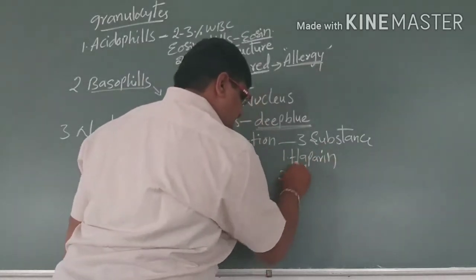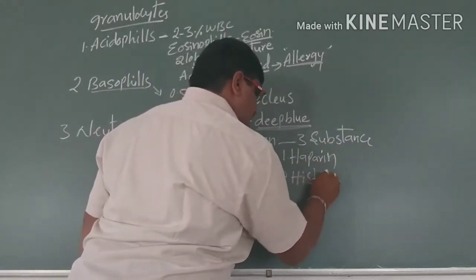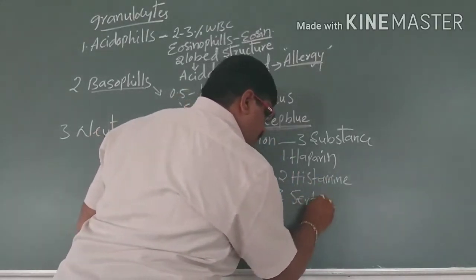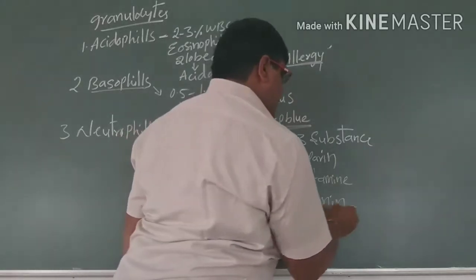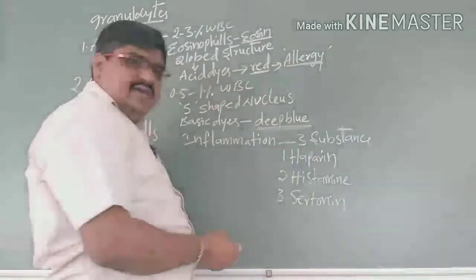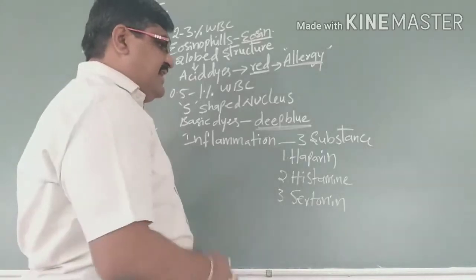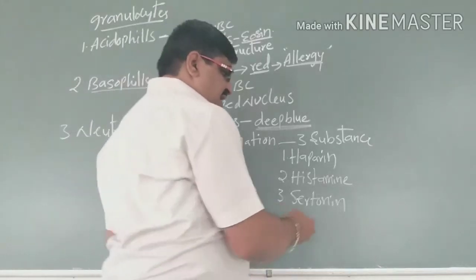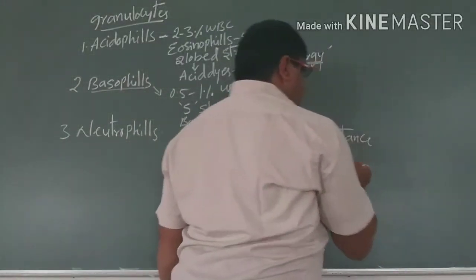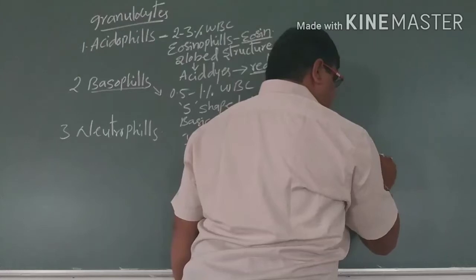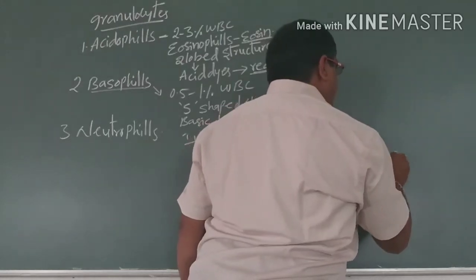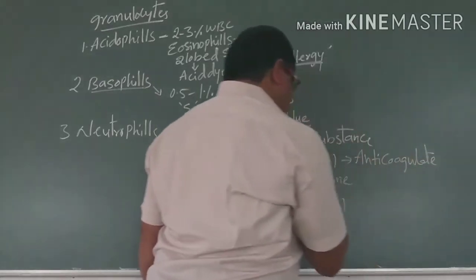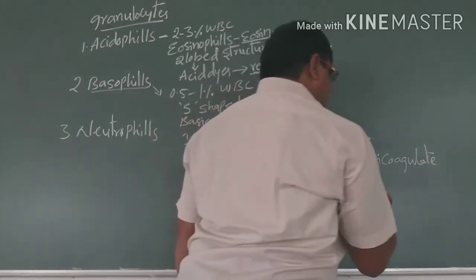Second one is called histamine. And third one is called serotonin. So these are the three substances which are secreted by the basophils. Here heparin is used as an anticoagulant substance. And histamine acts as a vasodilator.